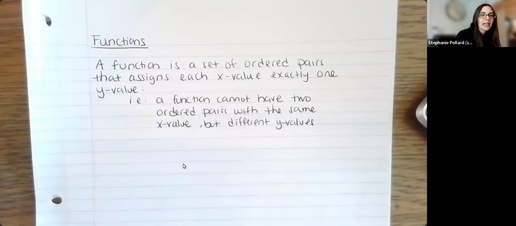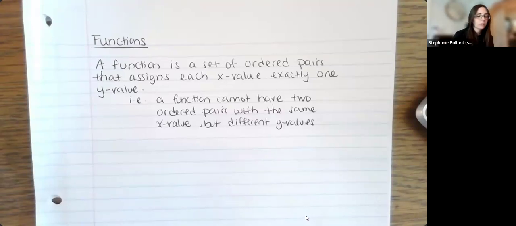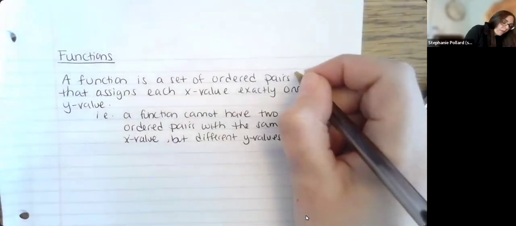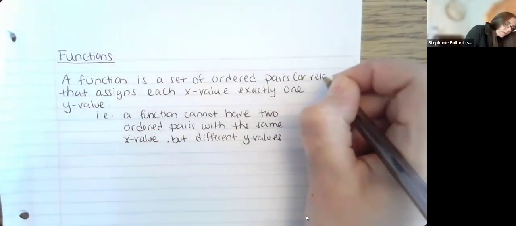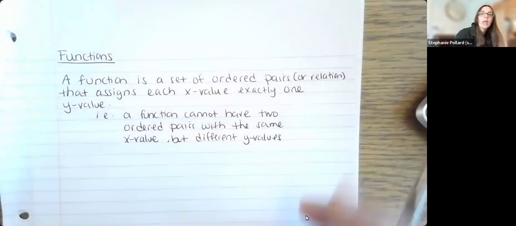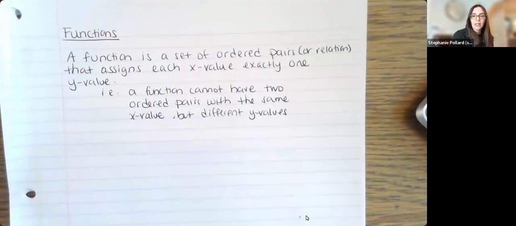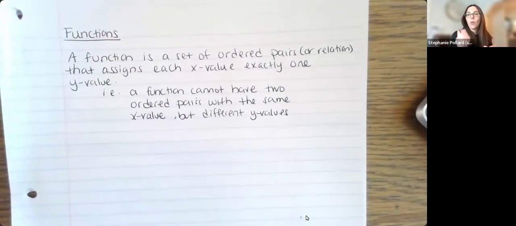In this video, I'd like to talk to you a little bit about functions. Functions are actually a specific kind of relation, so it is sort of a subset of relations. Not every relation is a function. Some of them are. So it's a set of ordered pairs, or a relation, such that each x value has exactly one y value that it is associated with.